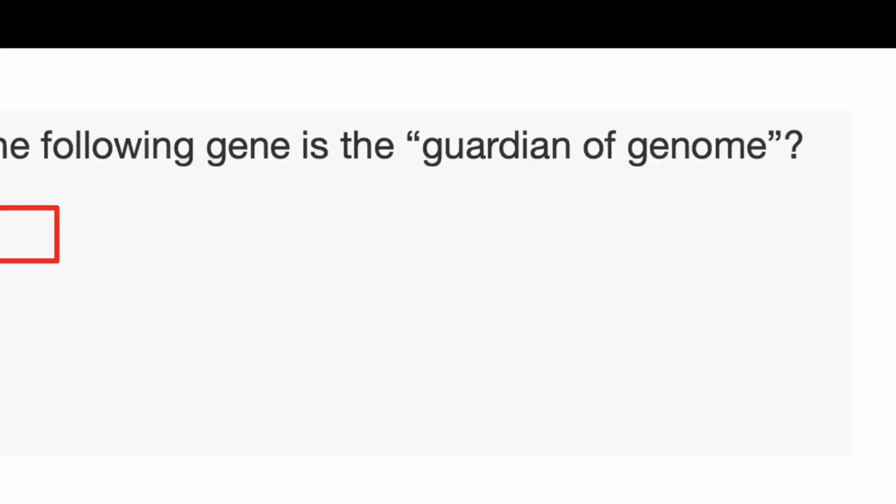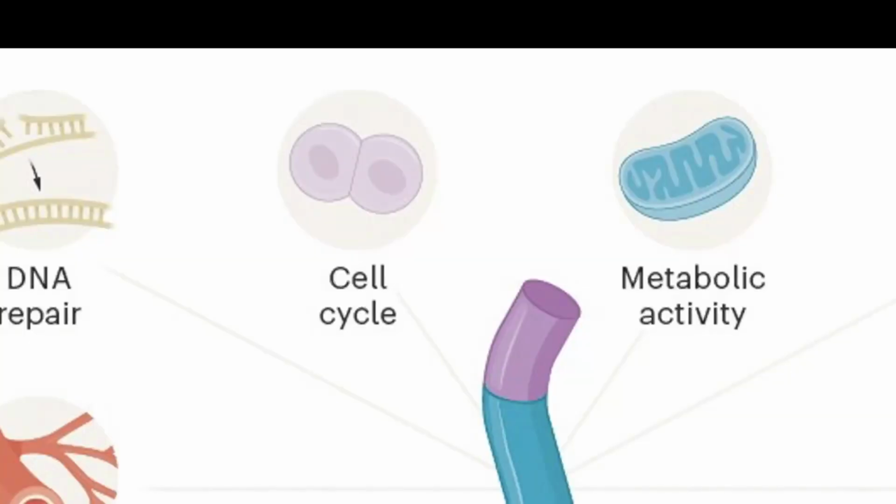P53 is a protein which is involved in many pathways inside a cell. It's a small protein and the name signifies its molecular weight. So its molecular weight is 53 kilodaltons. That is why this protein is named P53, a protein which weighs 53 kilodaltons. Now, what all processes does this protein involve?